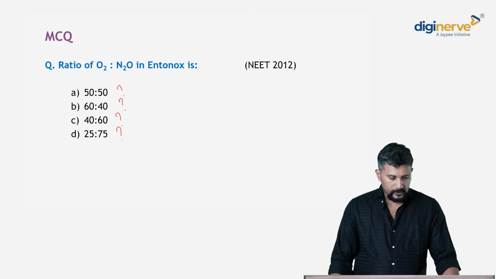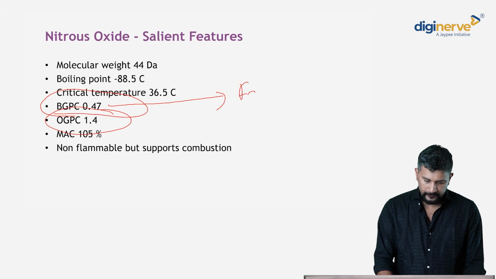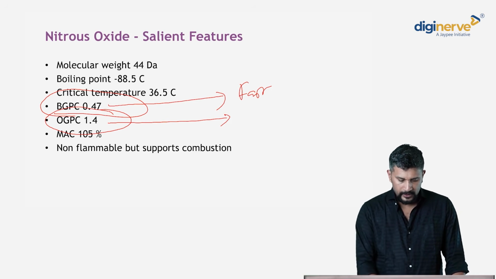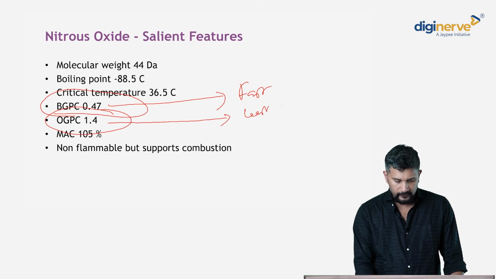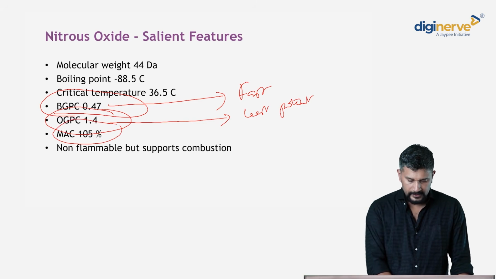Or is it D, 25:75? The blood gas partition coefficient of 0.47 makes it a fast onset and fast offset of action. Its oil gas partition coefficient of 1.4 leads to its least potent status with a MAC value of 105.